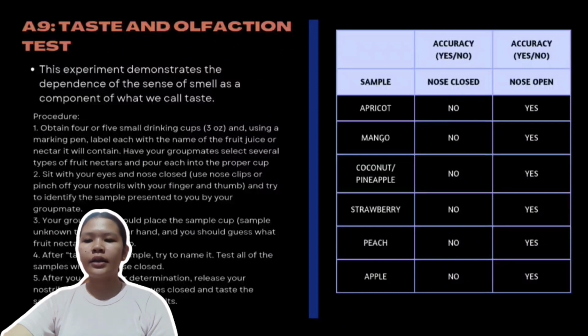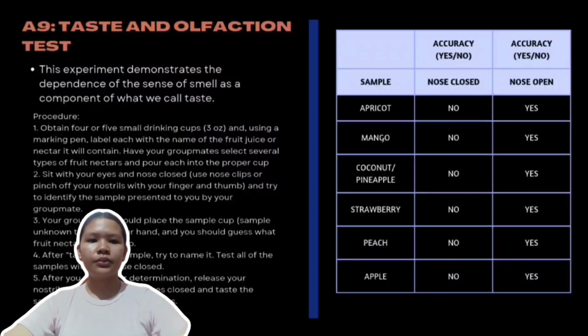Sit with your eyes and nose closed and try to identify the sample presented to you by your group mate. Your group mate should place the sample cup in your hand and you should guess what fruit nectar is in the cup. After tasting the sample, try to name it. Test all of the samples with your nose closed. After you make your determination, release your nostrils but still keep your eyes closed and taste the sample again.